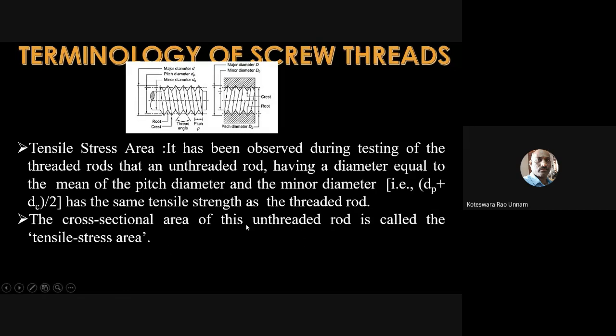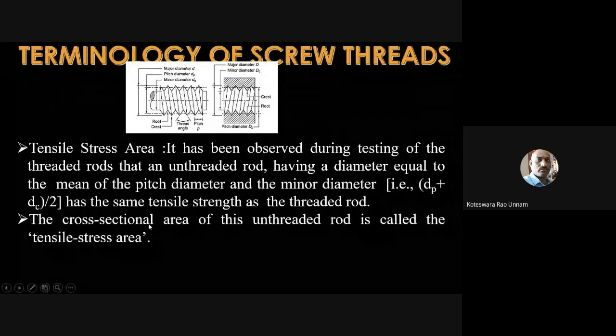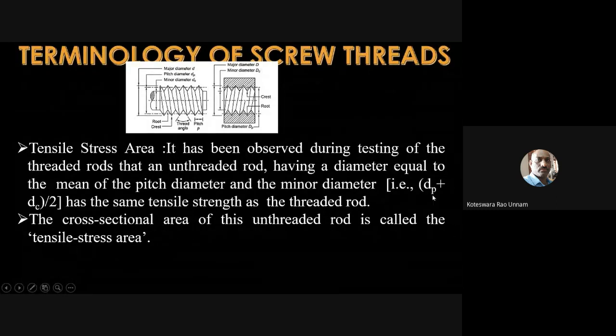That means here we have taken dP plus dC by 2 as an unthreaded bolt of the same length. If there is no thread, I cannot call it a bolt, I can simply call it a rod, which has no threads. That's why it is called an unthreaded rod. If you take an unthreaded rod and apply a tensile load to it, the stress induced in it is the same as the stress induced in the bolt having this diameter.